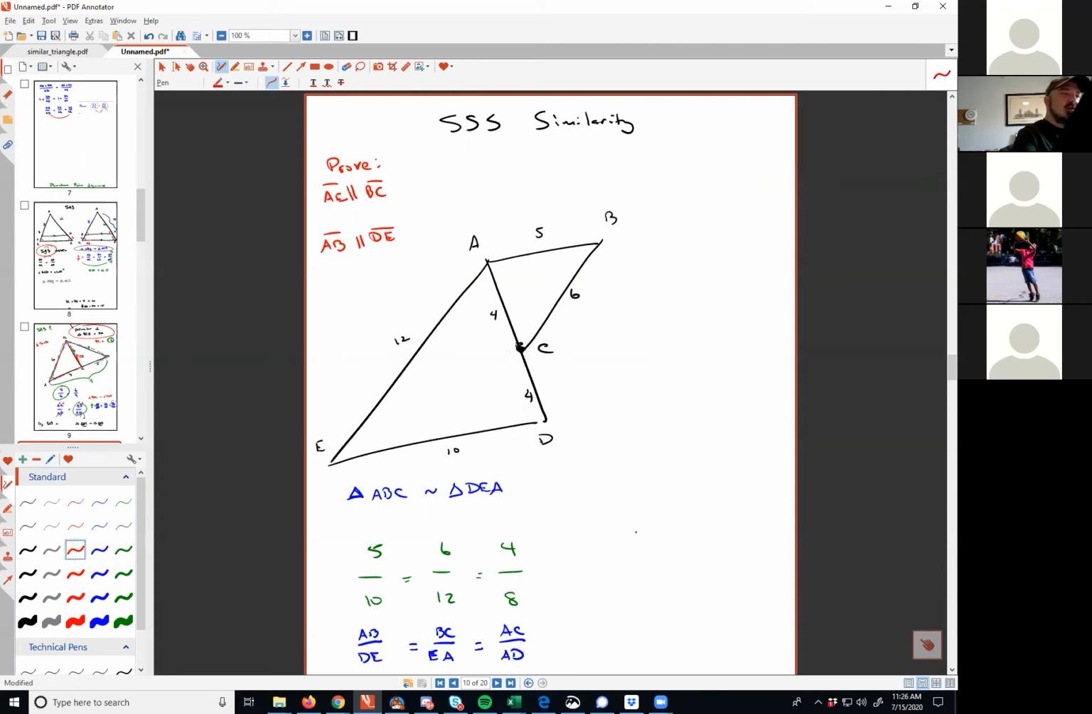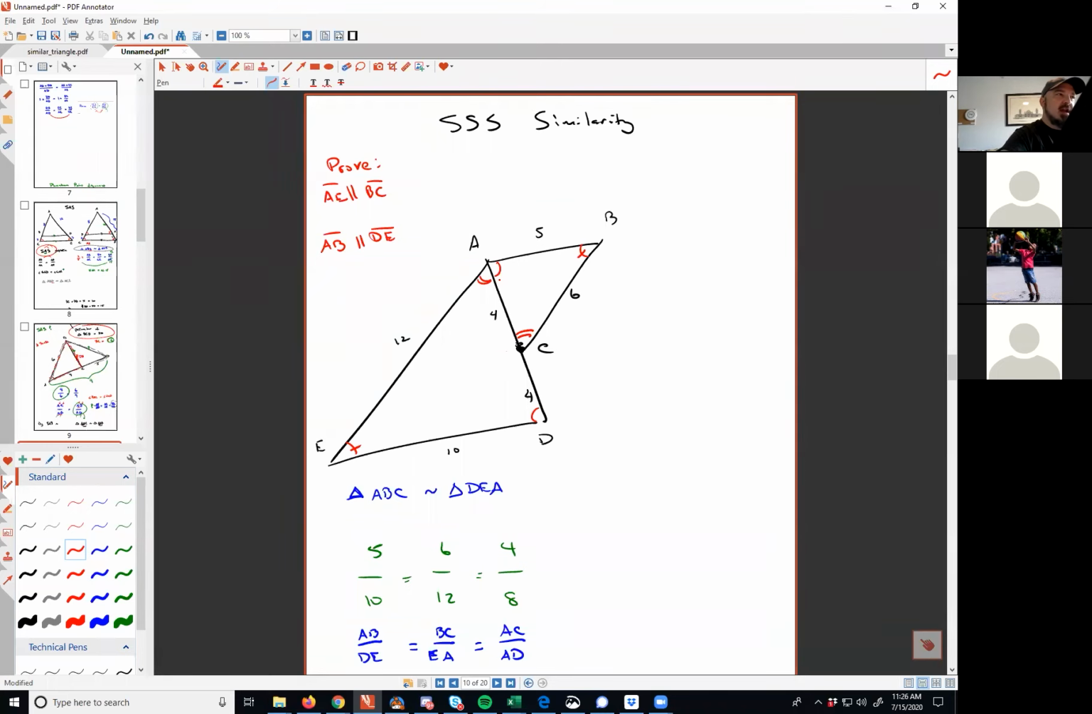And because those triangles are similar, we can start matching angles. The angle at A is going to be the same as the angle at D. Oops, excuse me, I marked that incorrectly. Angle A in triangle ABC is equal to angle D in triangle DEA. And then angle B in ABC is the same as angle E in DEA. And then the angle C in triangle ABC is the same as the angle at A in triangle DAE.